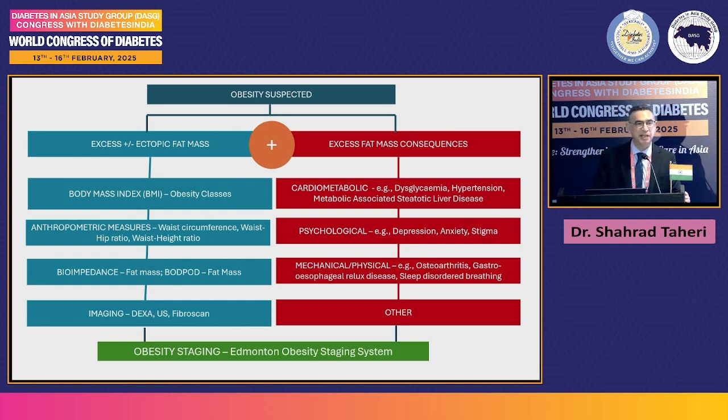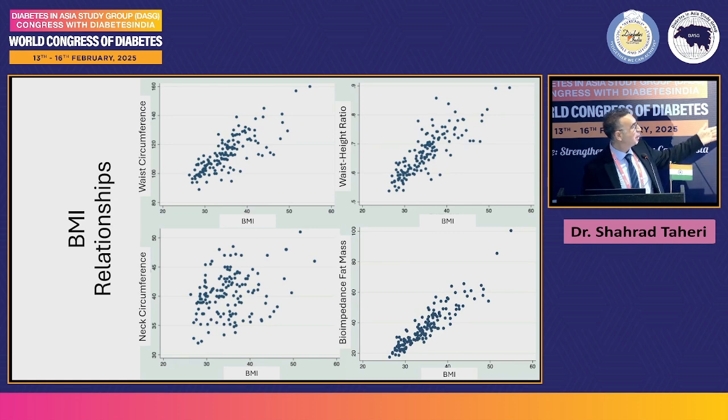We do DEXA scans for bone density. Why don't we just do one to ascertain what's going on? But start with the BMI, then look at what other things are happening. I can tell you that here's data that I have. BMI is highly correlated with waist circumference, neck circumference, and waist-to-height ratio. They're very highly correlated. And our first speaker presented a systematic review of measurements, and the majority of the studies used BMI. So that's not going to change for a while.